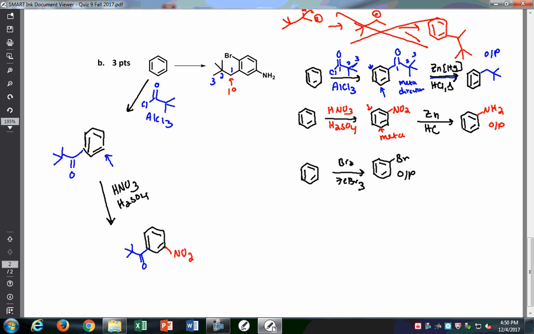So what we can do is we can reduce both groups now. Because if we reduce both groups, then they're going to be ortho-para directing, which is what we need anyway. Because we're reducing the C=O as well, we want to use the stronger reducing conditions. If it's strong enough to reduce the C=O, it's going to reduce the NO2. So that reduces both of those to the final groups that we want. Then we can just add our bromine.